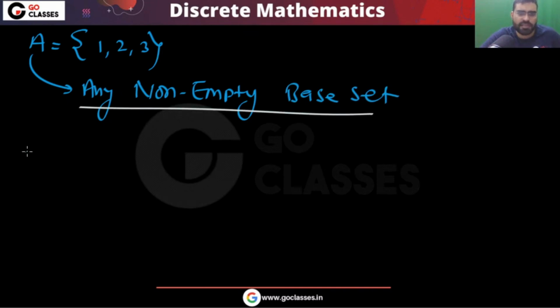Now if you define an empty relation on A, what properties will it have?